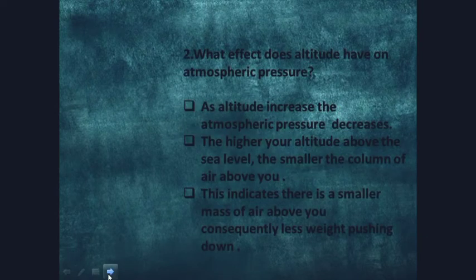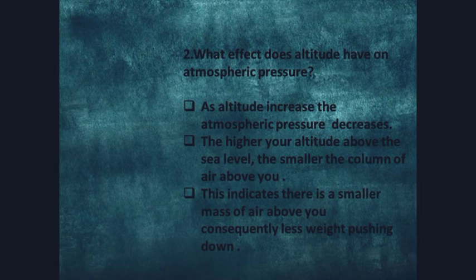What effect does altitude have on atmospheric pressure? The height above sea level, or altitude, has a significant effect on atmospheric pressure. Imagine climbing a tall mountain. The higher you get, the smaller the column of air above you. This means there is a smaller mass of air above you and so less weight pushing you down. So the pressure is low. So when we conclude it, as altitude increases, the atmospheric pressure decreases.